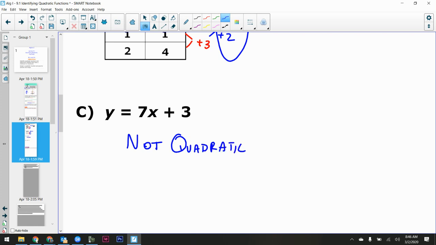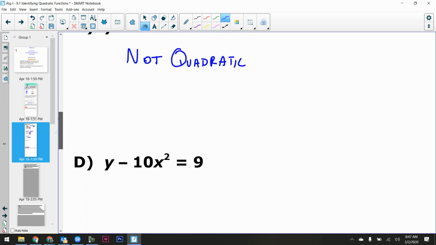What would we call that? What's my degree of 1 name? No, you're close. You're getting closer. Linear, right? Obviously this is, because isn't that just a straight line? y equals 7x plus 3, that's just a straight line. So it'd be linear. So we said that that's not quadratic.